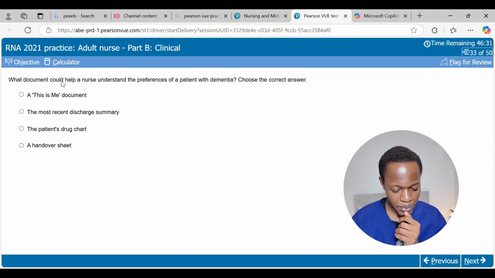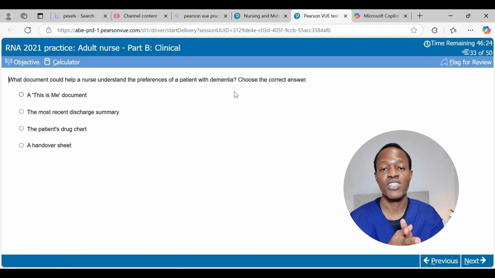What could help a nurse understand the preferences of a patient with dementia? Please choose the correct answer. So dementia is also known as Alzheimer's disease, and this is where people basically forget who they are, they lose their memory. Sometimes they wander around, sometimes they say irrelevant things, or they just say gibberish. It's something that is very common in the UK.